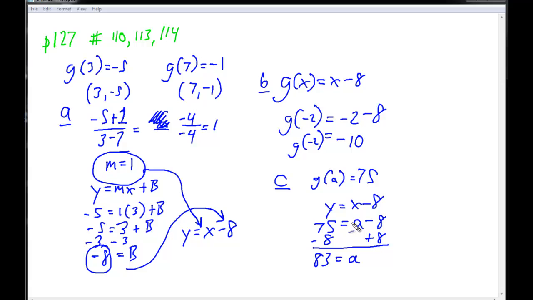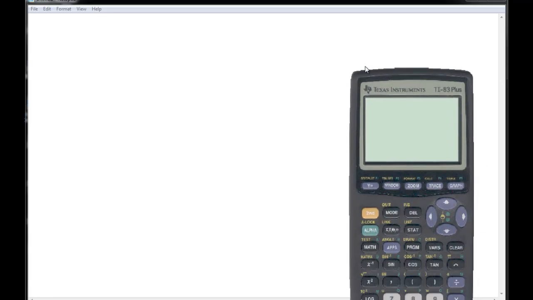All right, so now let's talk about problem 113 and 114. Problem 113 is going to require a graphing calculator. So let's clear this out here and bring up our graphing calculator.